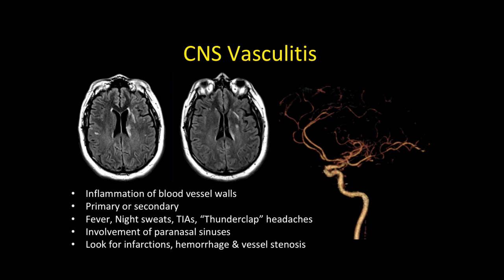Our next variant is CNS vasculitis, and this is inflammation of the blood vessel walls, which can then lead to occlusion of that blood vessel and result in strokes seen as white matter changes on MRI. And CNS vasculitis can be primary or secondary, and they have some different clinical features than multiple sclerosis, including fever, night sweats, TIA symptoms, and thunderclap headaches. Another good key to look for is involvement of the paranasal sinuses from the vasculitis. And on MRI, you want to look for infarctions, hemorrhage, and vessel stenosis, as we see here on the reconstruction of the MRA.